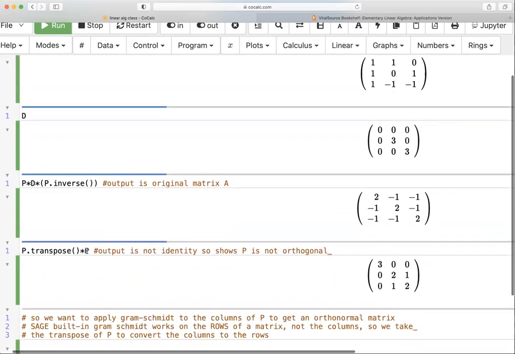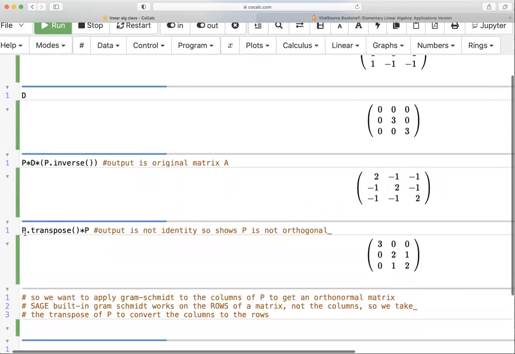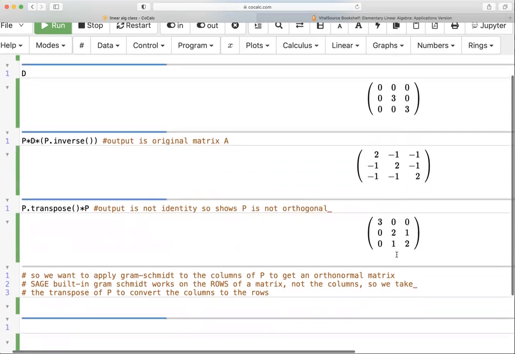Now, what's new in chapter 7 and what we can do for symmetric matrices is we can orthogonally diagonalize. We can insist that the P is an orthogonal matrix. In other words, its columns and rows form an orthonormal basis. And the P that we found so far, unfortunately, is not orthogonal, because when we take P transpose times P, that's what this line does, we do not get the identity matrix back. So we have to fix P so that its columns form an orthonormal basis.